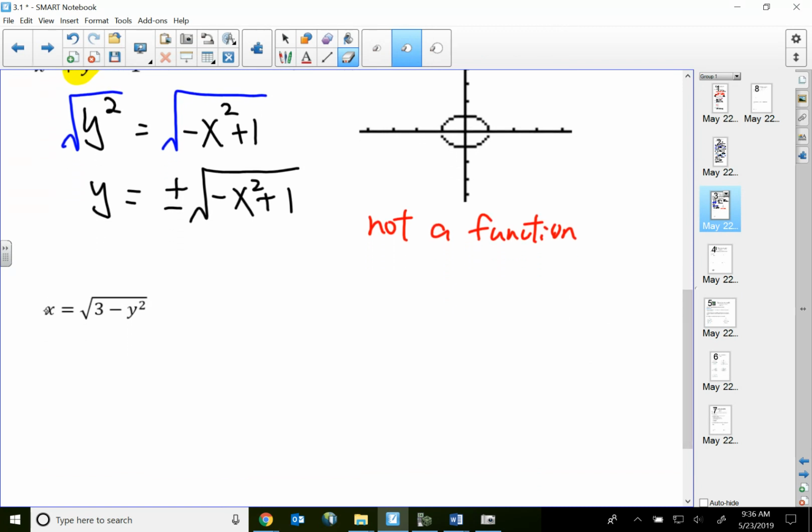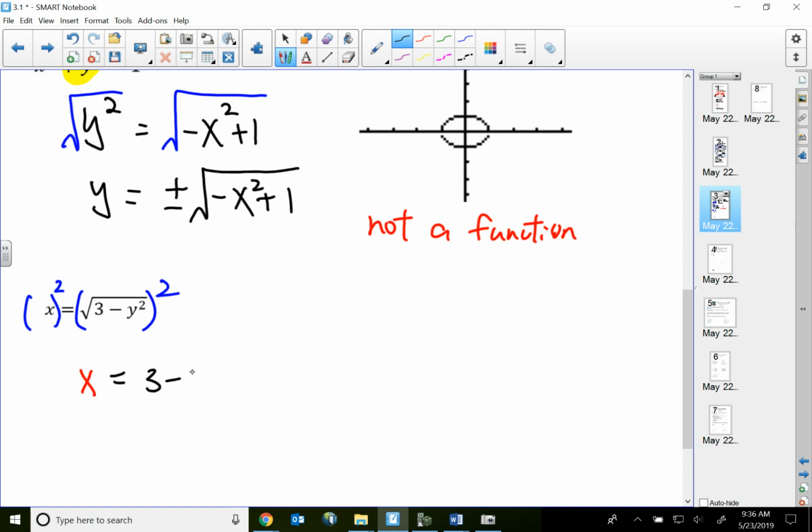All right, so let's solve for this one. Let's get y by itself and see if my relation represents y as a function of x. Right now my variable term y is trapped inside the square root. So to get rid of the square root, I will need to square both sides. Since I only got two terms, I'm just going to square both sides together. So that gave me x equals 3 minus y squared.